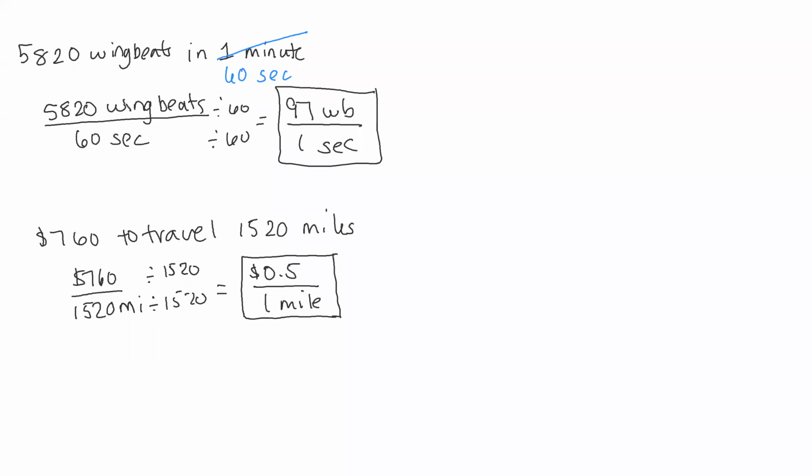So again, we were asked to find unit rates. You have to force that denominator to be 1, even if you end up with a decimal like we do here. The decimal is permitted now. All right, let's look at another one.